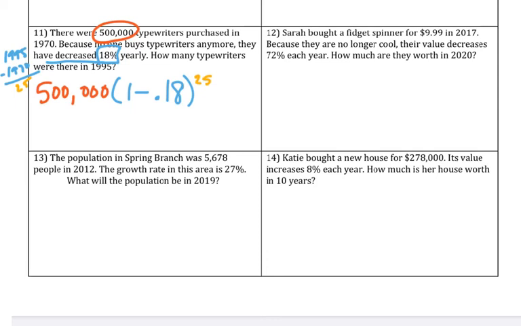So that leaves me with 3502.001, which is the same as just 0.00. Okay, number 11, very easy. Try the same thing with number 12.